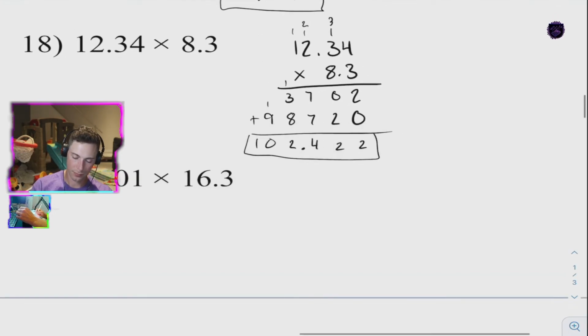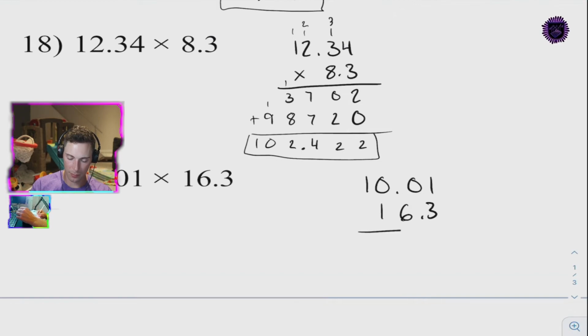Let's go 10.01 on top, and let's do 16.3 on the bottom. You don't need to line your decimals up because it doesn't really matter at this point. So 3 times 1 is going to be 3. 3 times 0 is going to be 0. 3 times 0 is going to be 0. 3 times 1 is going to be 3.